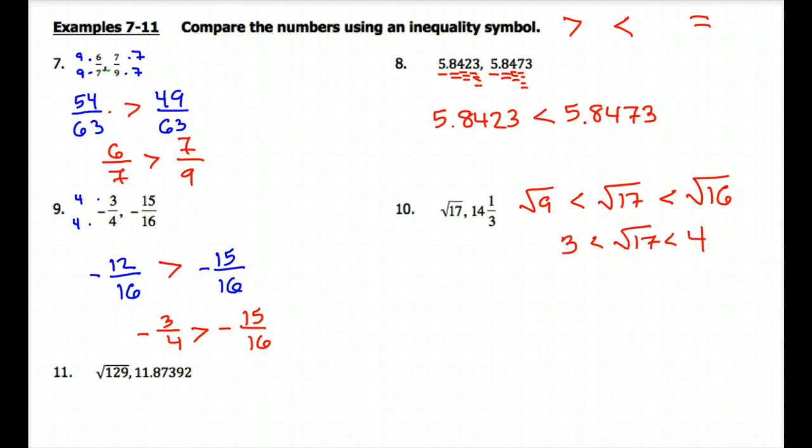And I can actually just stop right there. I don't need to figure out if it's 3.8 or 3.2. The fact that it's between 3 and 4 means it's going to be smaller than 14 and 1/3. So I know that the square root of 17 has to be less than 14 and 1/3, just by using that logic there.